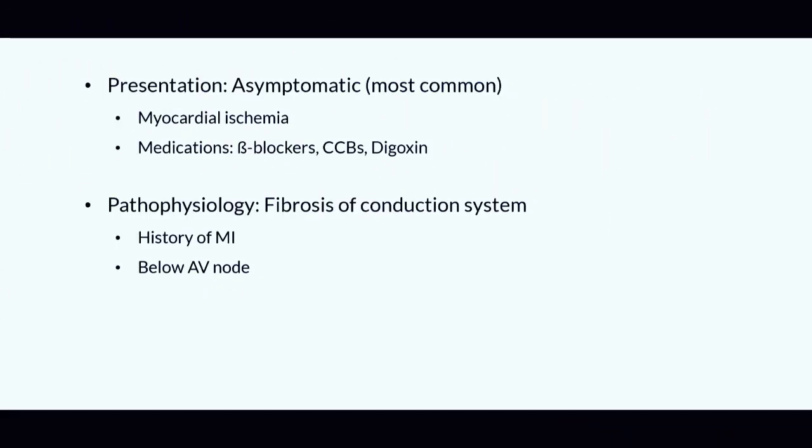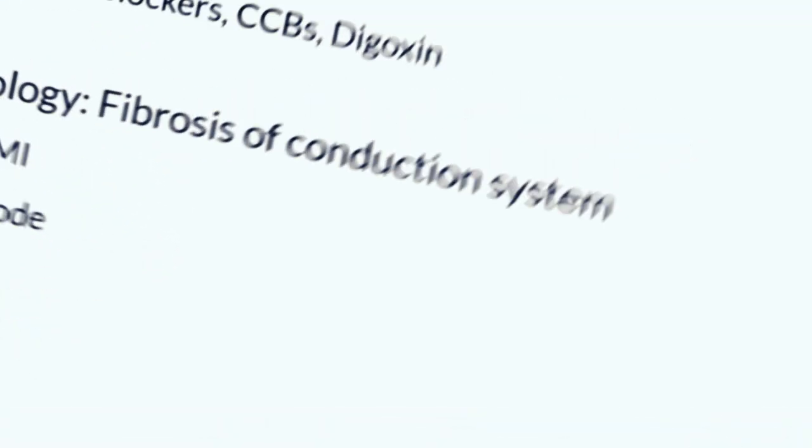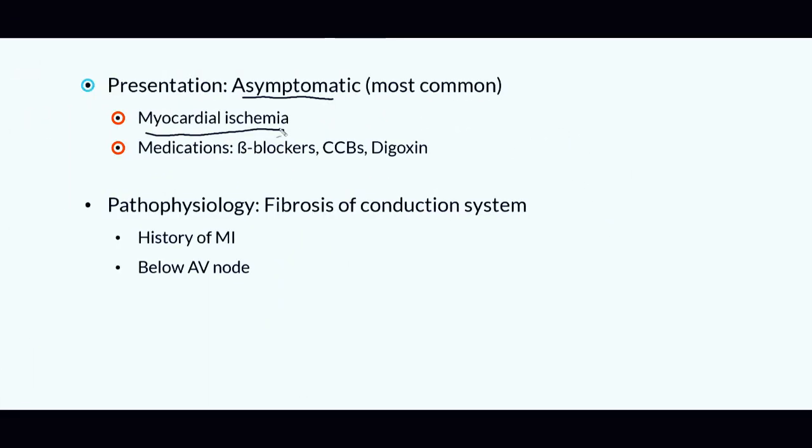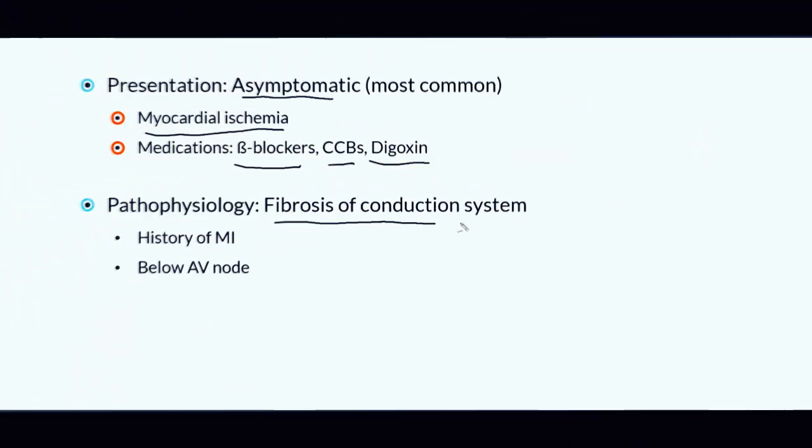Next up, we have second-degree heart block Mobitz type 2. These patients also most commonly will be asymptomatic. They may present in the context of myocardial ischemia, and once again, there are medications which can ultimately slow down conduction at the AV node and tip off a patient into Mobitz type 2, including beta blockers, calcium channel blockers, and digoxin. The pathophysiology in the case of Mobitz type 2 is fibrosis of the conduction system.